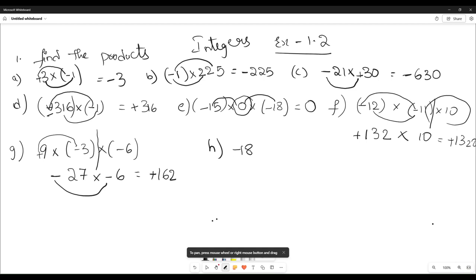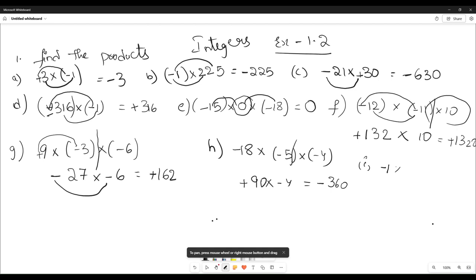And the eighth sum. Minus 18 into minus 5 into minus 4. Let's make it two parts. Let's see. 18 into 5 is 90. Minus into minus is positive, then into minus 4. Positive into negative is negative. It is minus 360.